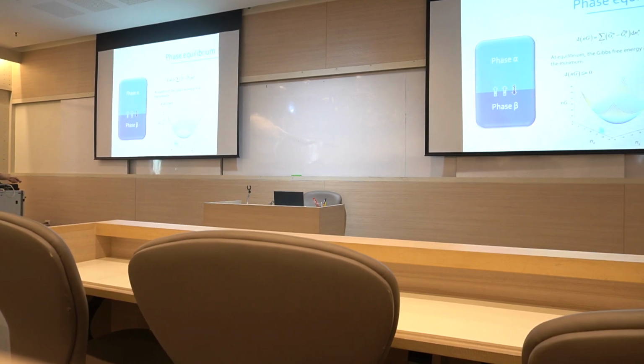If we look at it graphically, let's say we have just two components in our system. That's our Gibbs free energy, that's the number of moles of component 1, and that's for component 2.